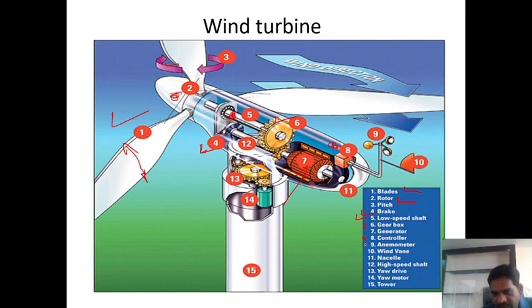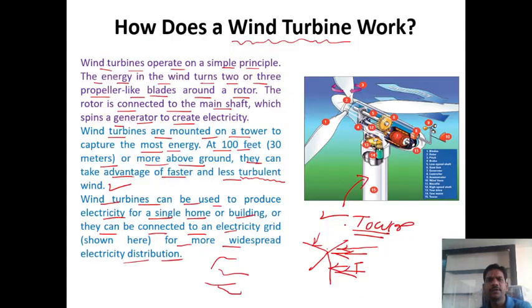Then there is the anemometer. This is the anemometer, for balancing purposes. Number ten is the wind vane, also for balancing purposes. Then after that there is the nacelle, high speed shaft, yaw drive, yaw motor, and tower. So these are the various components included in a wind turbine.